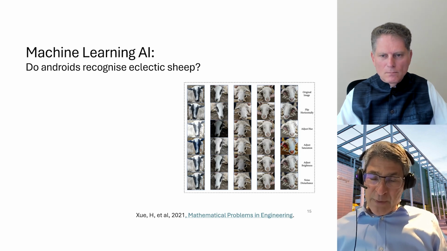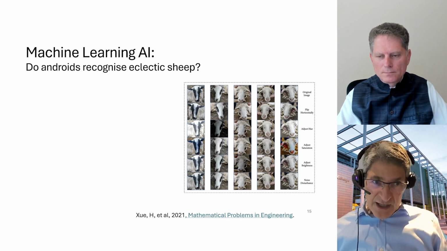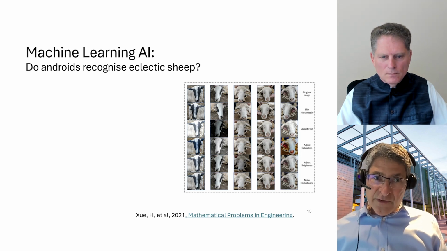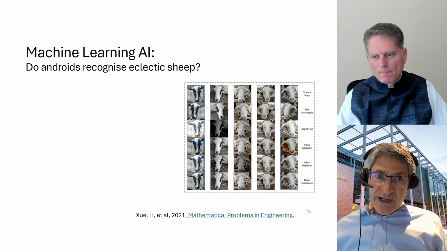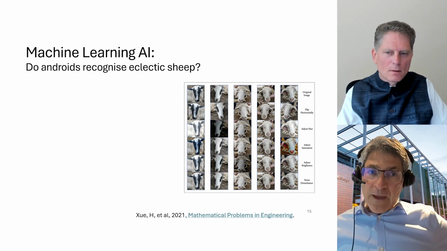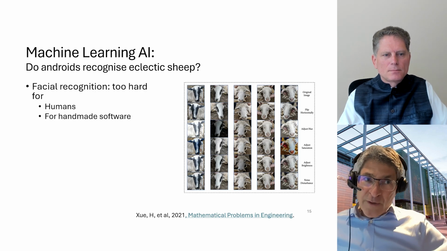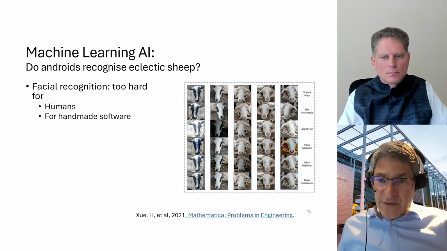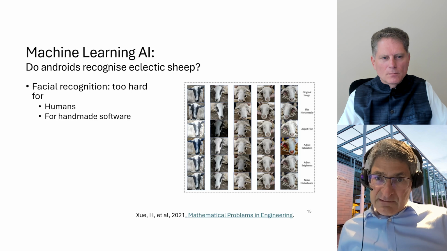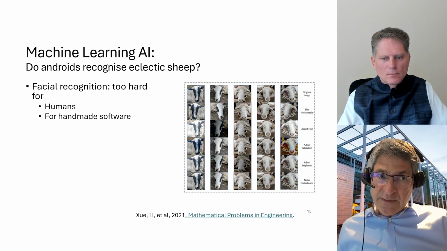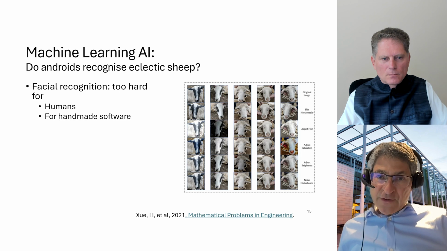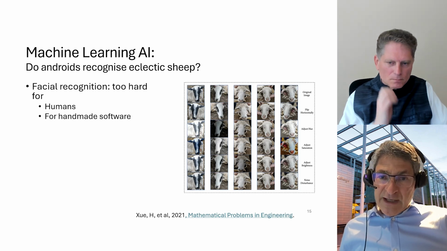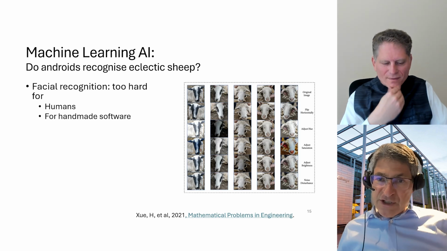So this is an important problem in computer science, and there's a reference there to an actual scholarly study on this issue about how you do facial recognition amongst sheep. Now, what's the point about all of this? It's too hard not only for humans, but, and here's the relation to the Kasparov example, the Deep Blue example, it's too hard for handmade software as well. It's just too difficult for a human being to program all the steps about how you would recognize the sheep, the dimensions of the face and the shadows and all that kind of thing.